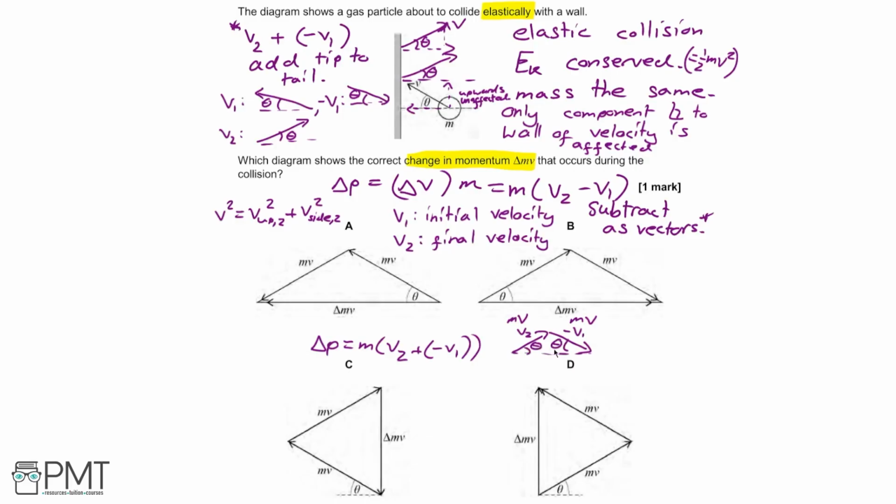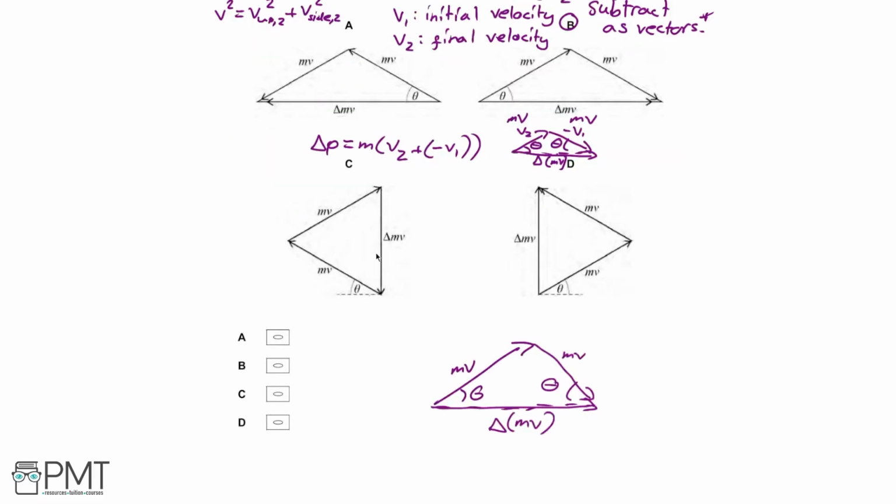Therefore, we need to pick the diagram that best represents this vector sum, where this side will be delta mv. Examining the diagrams we have, we can see that overall, the only diagram that fits these specifications is B. Therefore, our answer is B.